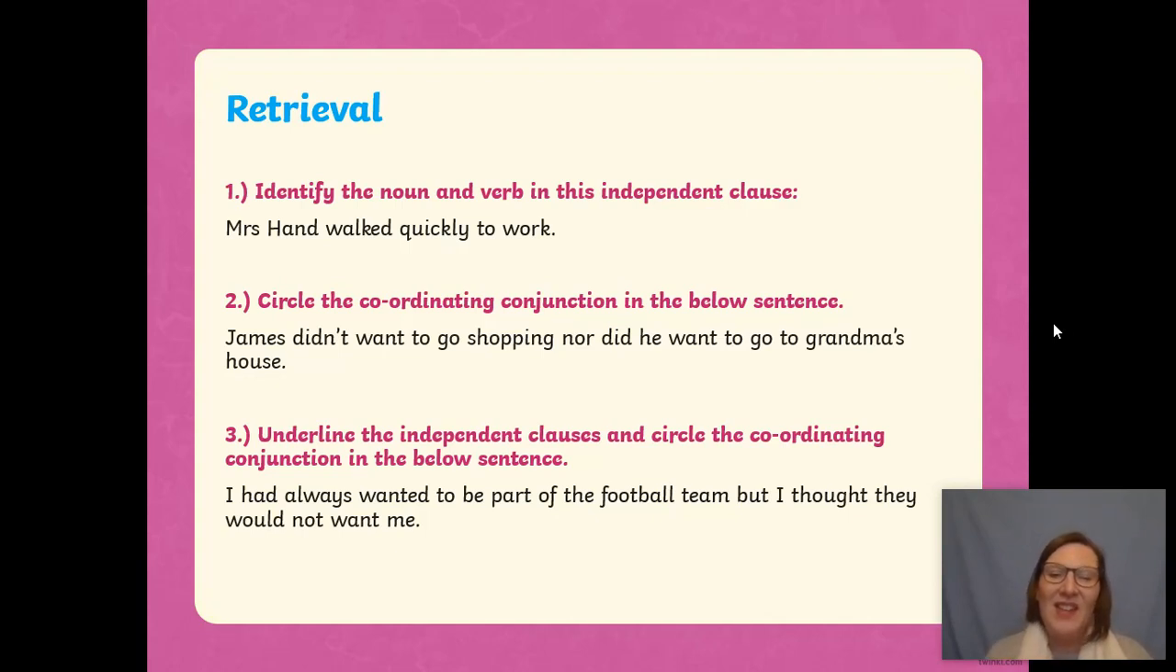And then underline the independent clauses and circle the coordinating conjunctions. That's what we've been doing in the last few lessons. So I want you to have a go at that now. Pause the video. Do that now for me.